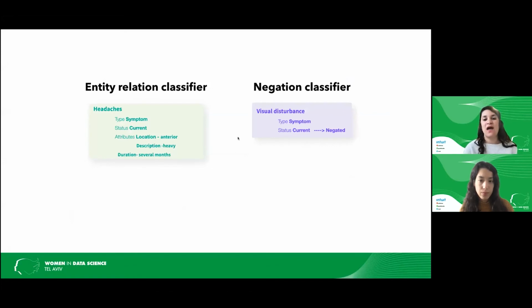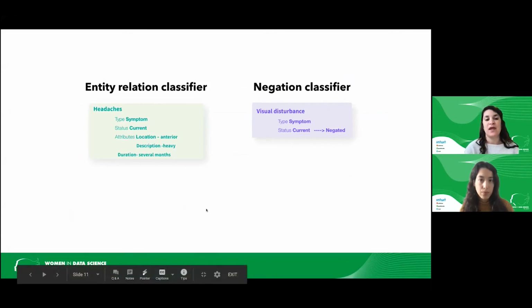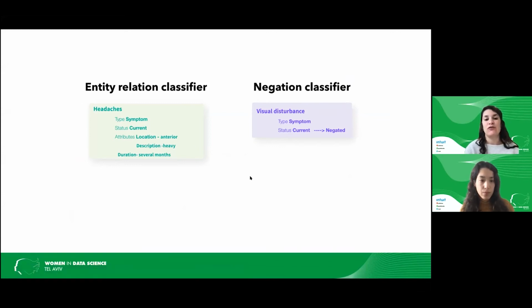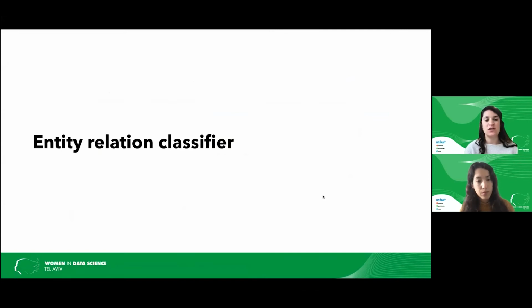So we have a huge pipeline to extract concepts from the text and then insert these concepts into a machine learning model. I will talk in this lecture about two of our main classifiers. One is the entity relation classifier, and the other one is the negation classifier. So what is the entity relation classifier?